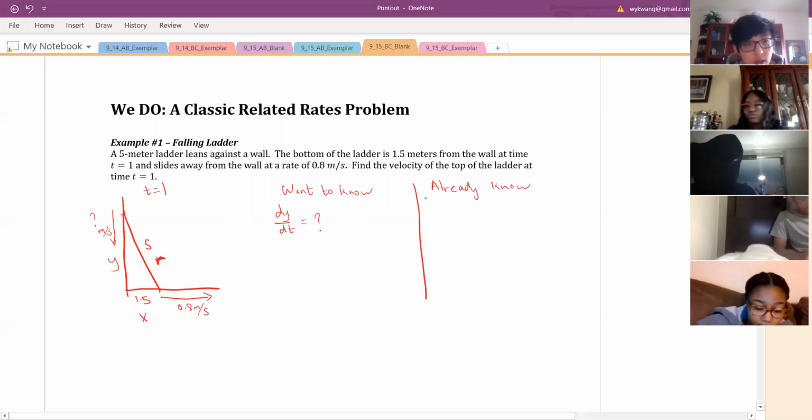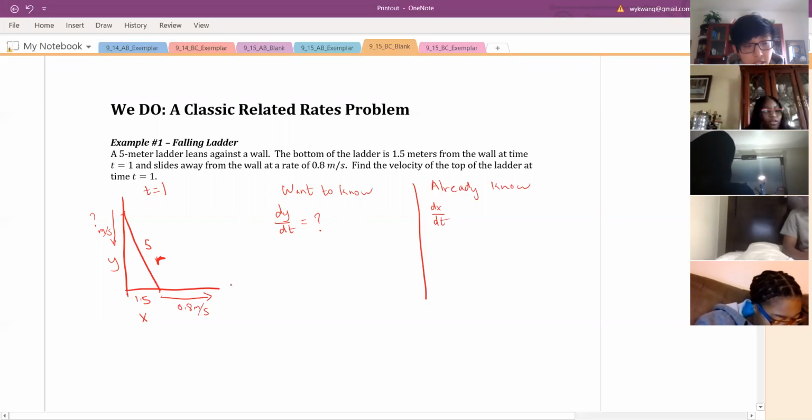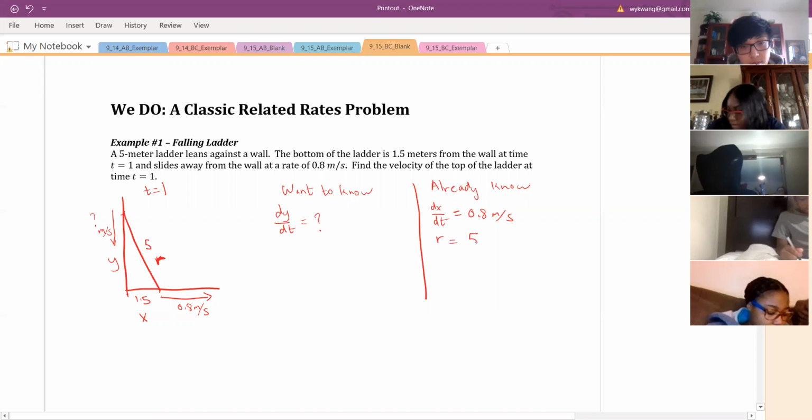What we already know, so we can start off with what rate we already know. We know that dx over dt, this is the rate at which x is changing. We're given this. So dx over dt is 0.8 meters per second. So that's fantastic. That makes things a bit less confusing. We also know that r, right, is equal to 5. Right, we see that here. And then x is equal to 1.5. So the rate for x, dx over dt, is 0.8, but x itself is 1.5, right?